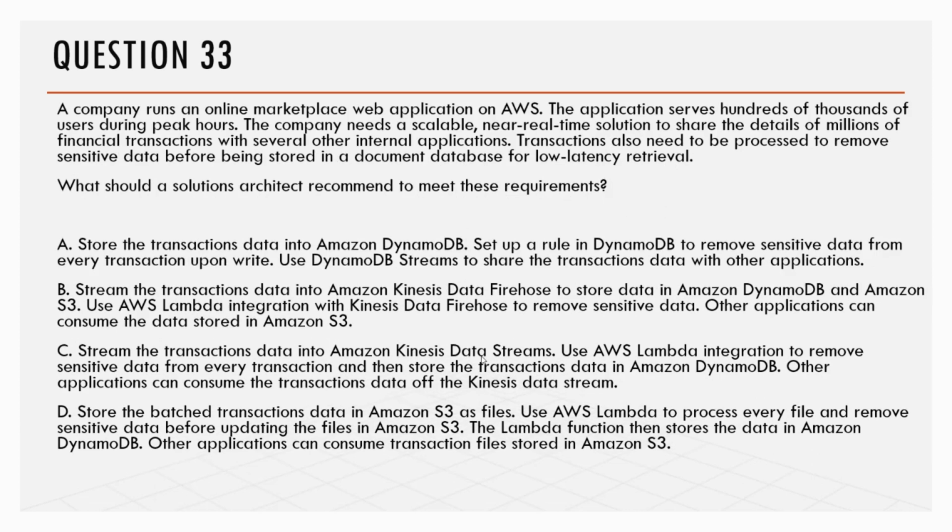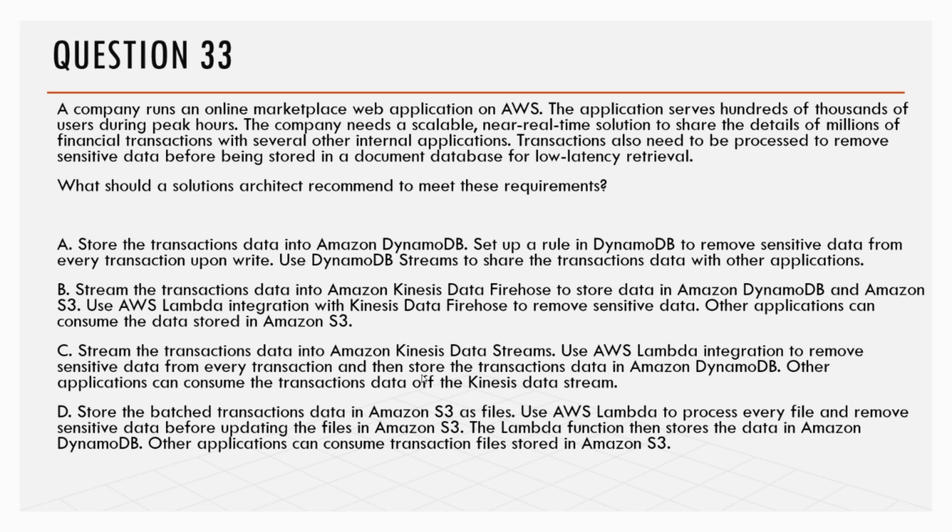Look into the next question, question number 33, which states: a company runs an online marketplace web application on AWS. The application serves hundreds of thousands of users during peak hours. The company needs a scalable, near real-time solution to share the details of millions of financial transactions with several other internal applications. Transactions also need to be processed to remove sensitive data before being stored in a document database for low latency retrieval. What should a solutions architect recommend to meet these requirements?